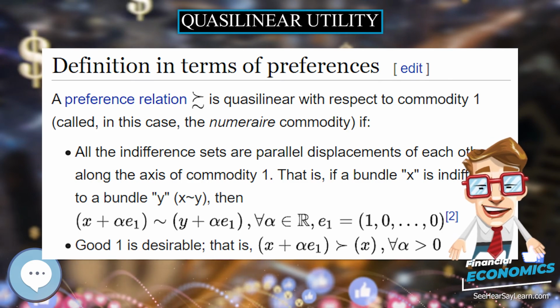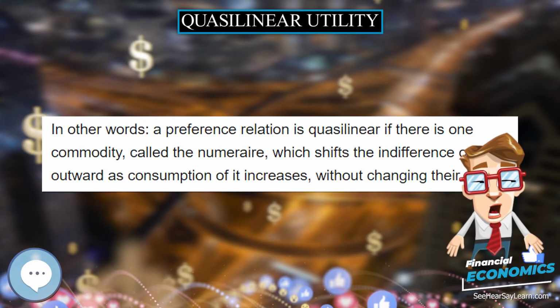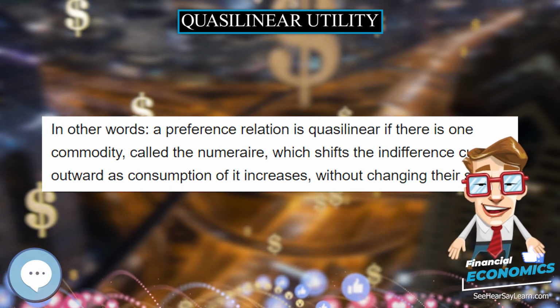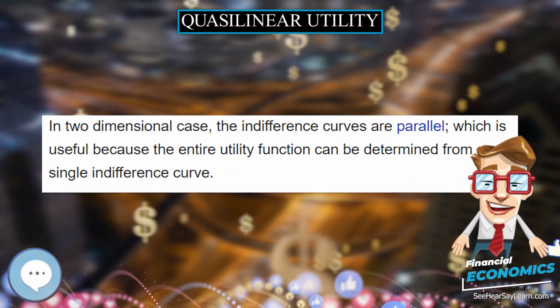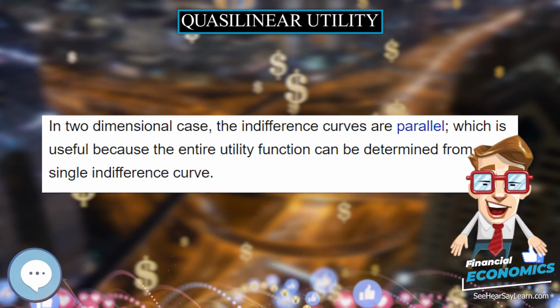Equivalence of definitions. The cardinal and ordinal definitions are equivalent in the case of a convex consumption set with continuous preferences that are locally non-satiated in the first argument.